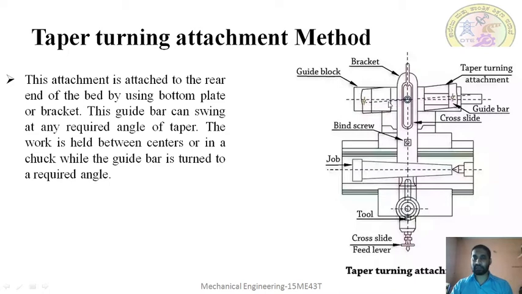So the required angle can be set. It has guide ways. So this bracket, which is attached to the cross slide, will move at the required taper angle. Now this bracket is swiveled to a required taper. Now if you move this bracket, what will happen? The tool will move in an angular direction. So let me show how this taper turning attachment method is achieved by a simple video. We'll see it by a simple video.